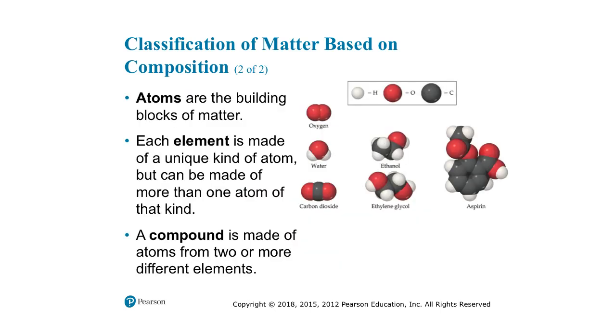So then we can classify matter or visualize matter a few different ways. Atoms, of course, are the building blocks of matter. Each element is made up of a unique kind of atom, but can be made up of more than one kind of that atom. That's really getting at isotopes. If you're considering something like carbon, and we'll see this in chapter 2 in a little more detail, it has 6 protons and 6 neutrons in its most stable, or really most abundant, nucleus.